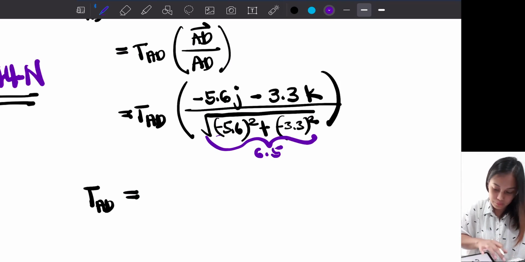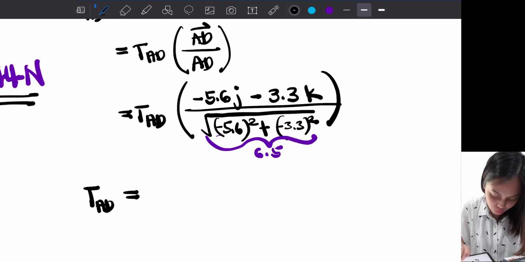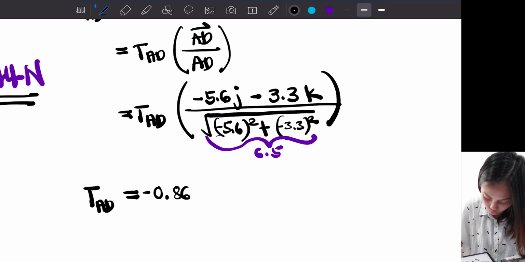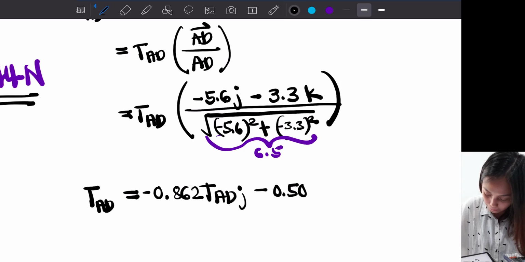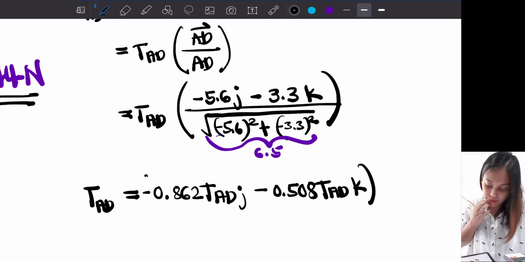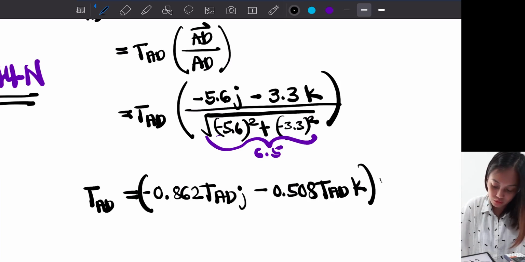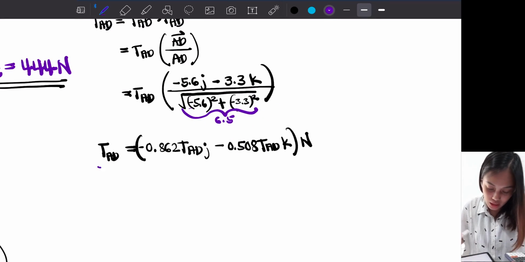5.6 divided by 6.5, 0, negative 0.862 TAD j minus 3.3 divided by 6.5, 0.508 TAD k. Unit in newtons. Okay, so kompleto na atong forces.